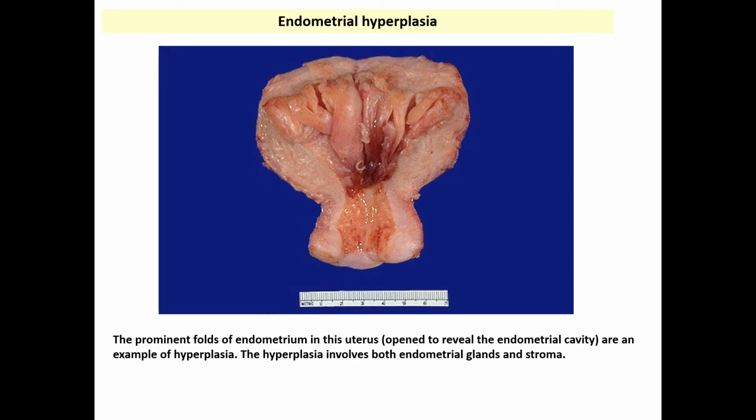Endometrial hyperplasia, this is a gross appearance. We see the uterus here is opened or dissected, and there is a prominent fold of endometrium in this uterus, an example of endometrial hyperplasia, of both endometrial gland and stroma.